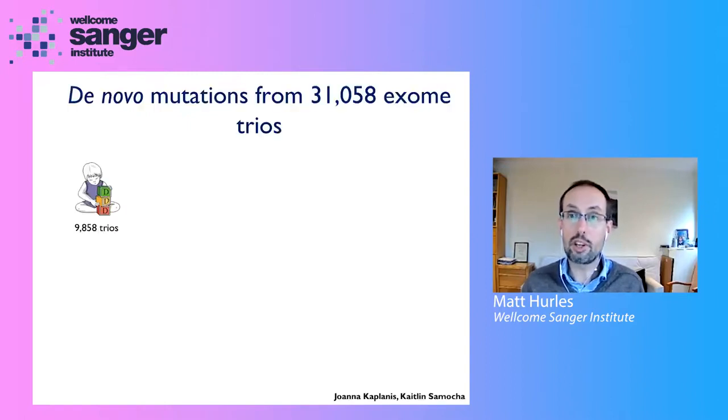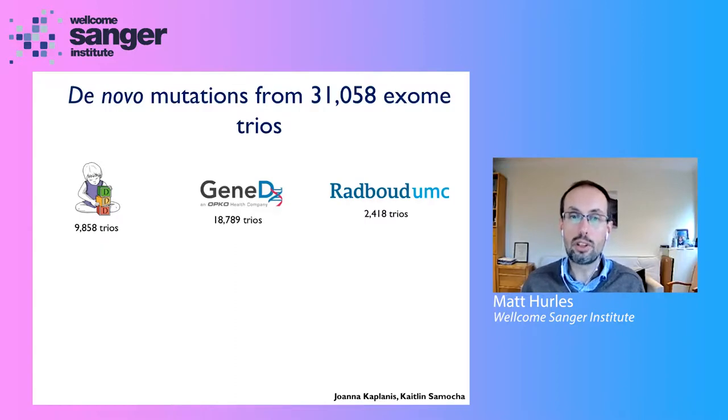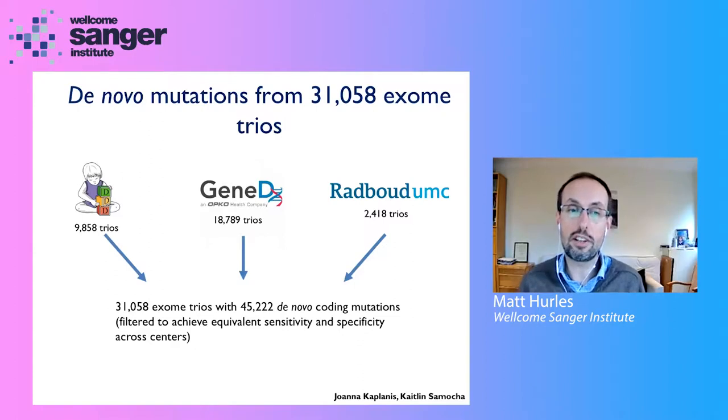And to do that, we need to accumulate more data than we currently have. I showed you the DDD study where we're working with 14,000 families, and about 10,000 of those families, we have data from both parents and the child, and therefore we can identify these de novo mutations. And we've pooled these data with a large US diagnostic company called GeneDx, and perhaps the leading diagnostic center in Europe at Radboud University in the Netherlands. And through doing this, we've managed to generate a data set on over 30,000 families, which has really helped us to discover some of these new disorders that we couldn't discover just by looking at the UK patients alone.